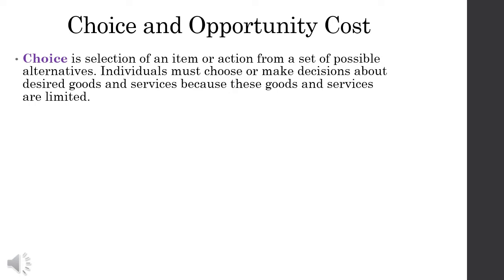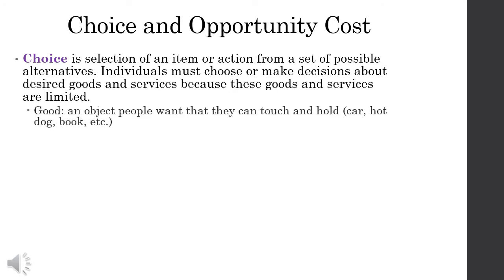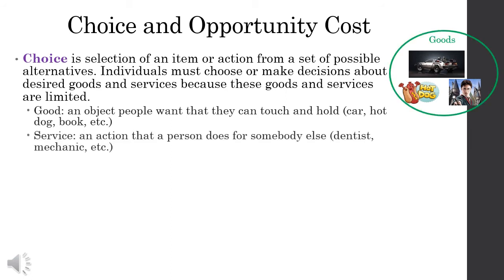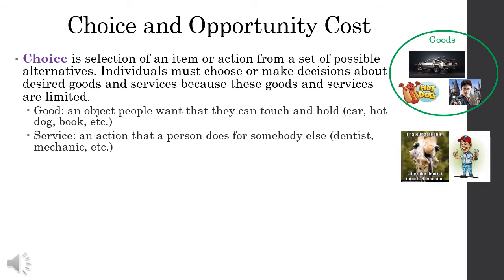And we take all this stuff and we break it down into 2 groups. Our first group is about goods. Those are objects people want that they can touch and hold. For example, a car, a hot dog, a book. Those are all goods. Then we have services. Those are actions that people do for somebody else. A dentist, a mechanic, maybe a teacher. We all provide services that other people use.